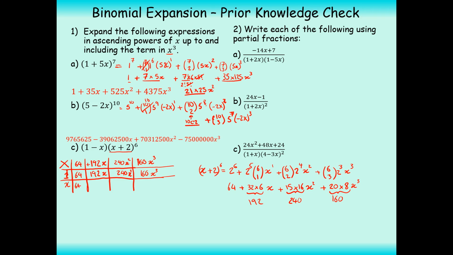So here we'll have 64x, here we'll have 192x squared, and here we would have 240x cubed, and here we would have 160x raised to the power of 4. Now you must add the coefficients of these terms together because the powers of x match. When you do that, you end up with this expression here.